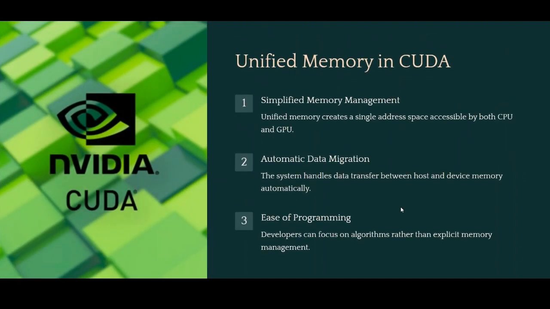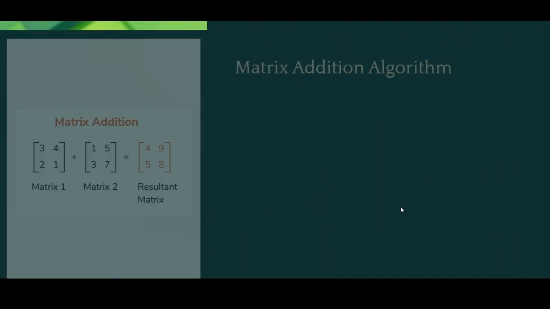Unified memory in CUDA: simplified memory management, automatic data migration, ease of programming. Unified memory creates a single address space accessible by both CPU and GPU. The system handles data transfer between host and device memory automatically. Developers can focus on the algorithm rather than explicit memory management.